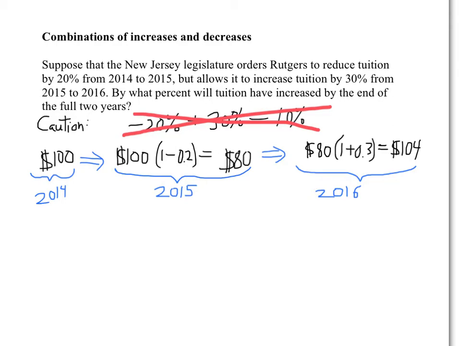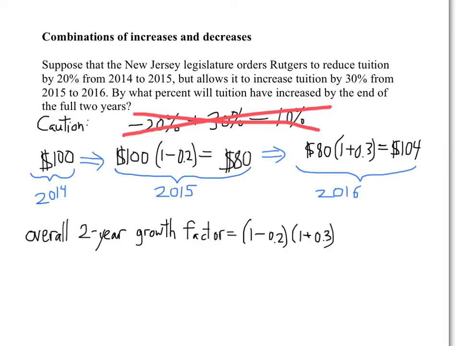That original $100 has not grown by 10% overall from 2014 to 2016. It's only grown by 4%. It's only grown by $4 overall. The really efficient way of putting all this together is by thinking in terms of growth factors, finding the overall 2-year growth factor. The overall 2-year growth factor equals the growth factor from 2014 to 2015 times the growth factor from 2015 to 2016. In the same way that in the previous examples we've been multiplying individual growth factors together to get the overall growth factor, the same applies here.